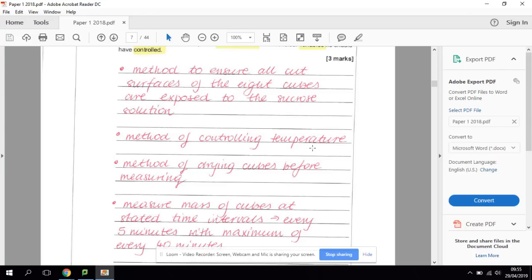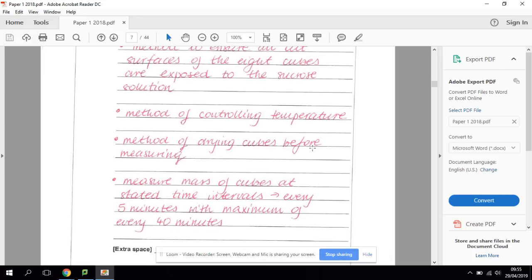So you could come up with the fact like you could do it every 5 minutes, but up to every 40 minutes. So anything between 5 to 40 minutes will give you a mark.